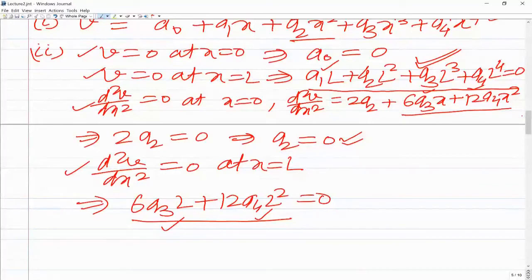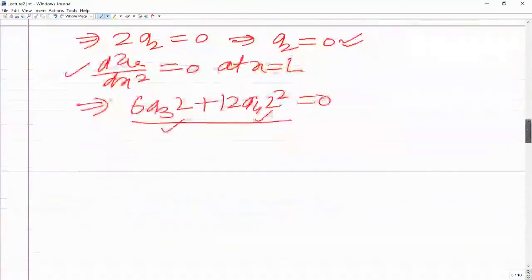And once you have v, you can calculate the axial displacement, which would be minus y into dv by dx. At any point you can calculate the strain epsilon xx as minus y into d2v by dx square, and the stress as minus E into y into d2v by dx square. So those are the steps. I give you this as a home assignment, so please complete this problem.